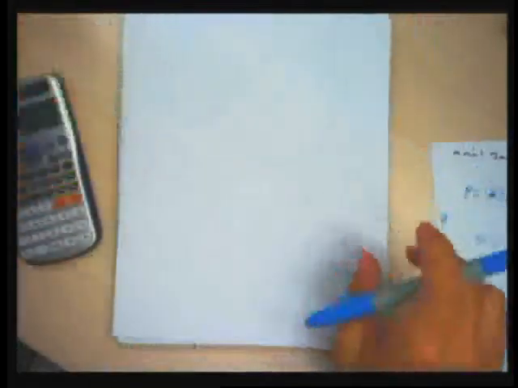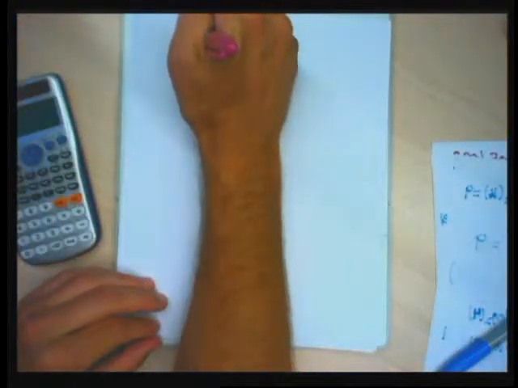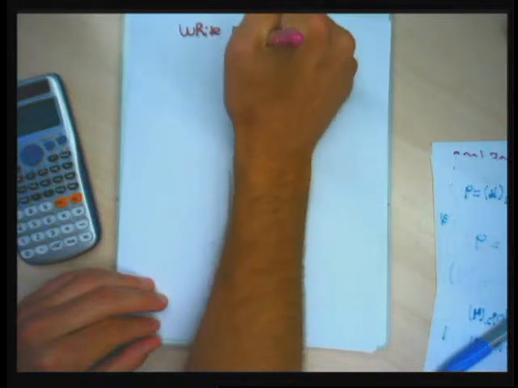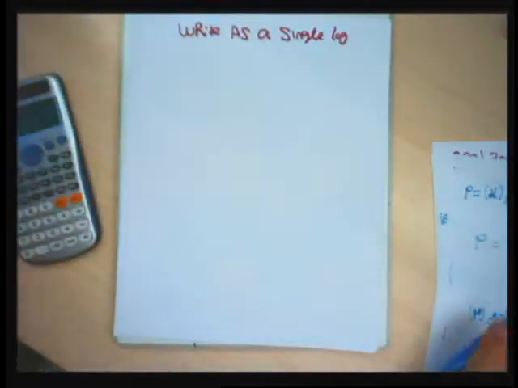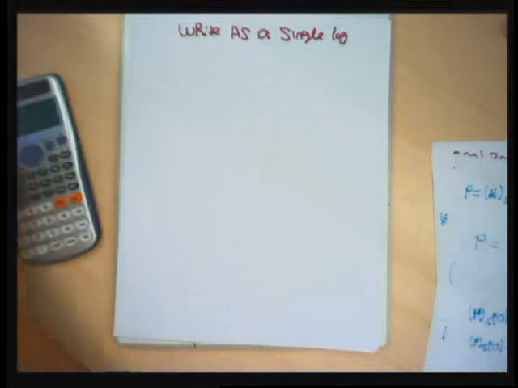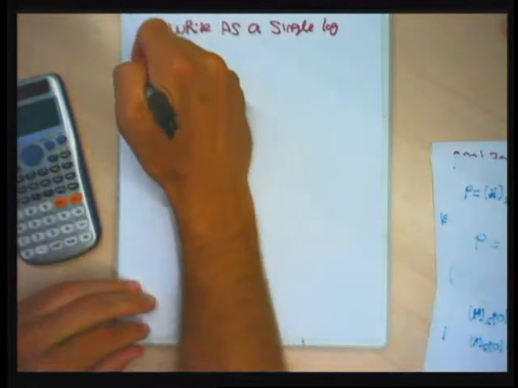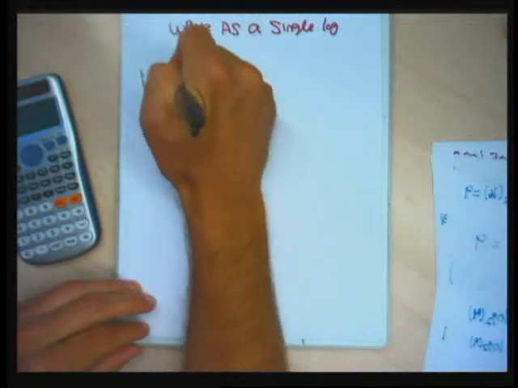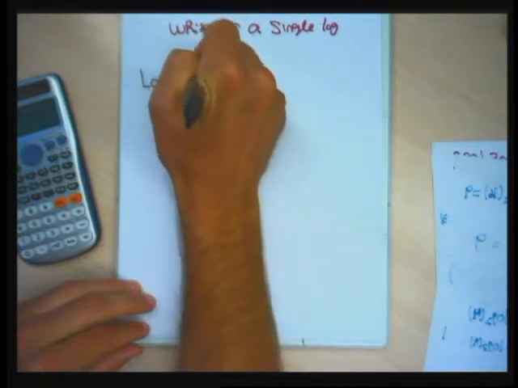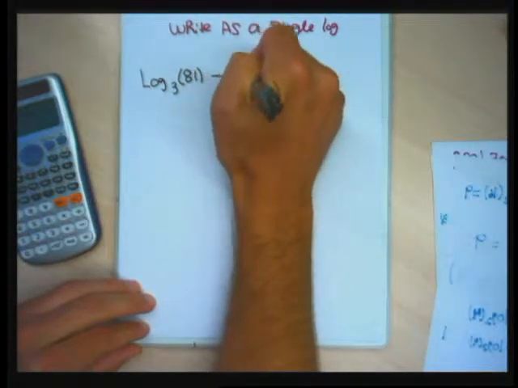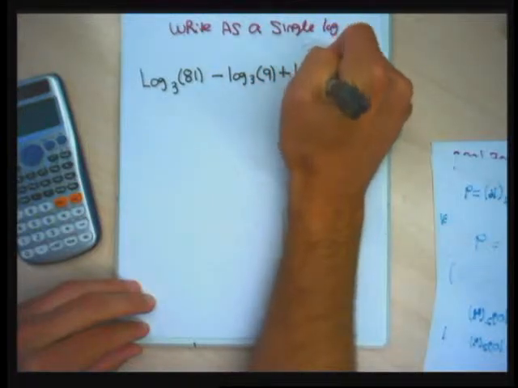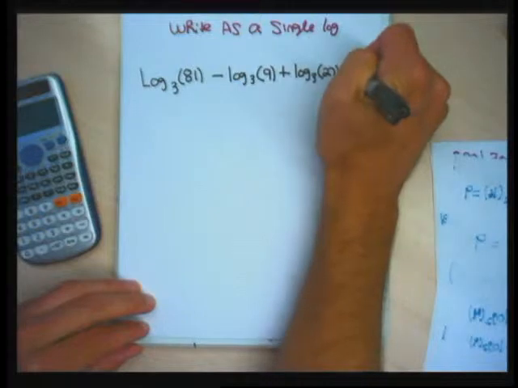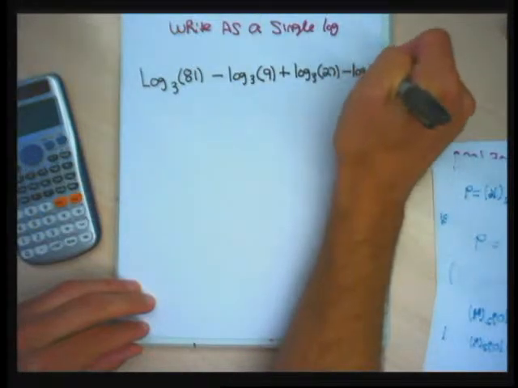I'm going to write a few more problems down with numbers so we can check, and my whole goal is to write as a single logarithm. So for each one of these problems, my goal is going to be to write as a single log. So let me make some easy problems and hard problems and try to blend these rules together. So first one, log base 3 of 81 minus the log base 3 of 9 plus the log base 3 of 27 minus the log base 3 of 3.